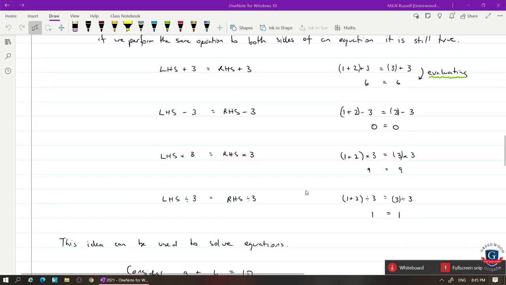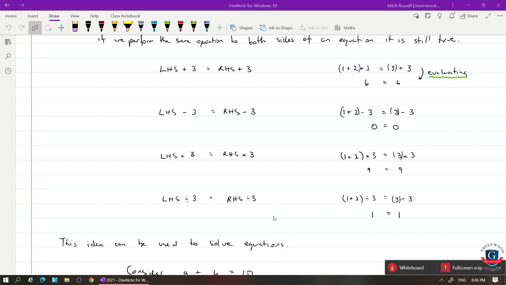Let's do it with subtraction now. If I subtract 3 from both sides of the equation, or in fact any number, will the statement stay true? We'll have 1 plus 2 minus 3, that's equal to 0. And if I have 3 minus 3, that's equal to 0. I've subtracted 3 from both sides of the equation. And the answer is still true. The left-hand side still equals the right-hand side. Different numbers, but they're still equal.